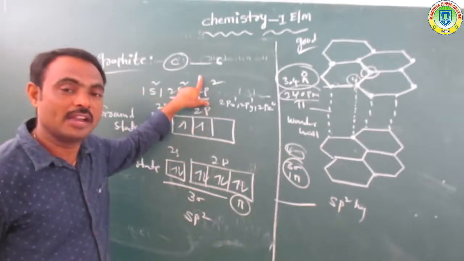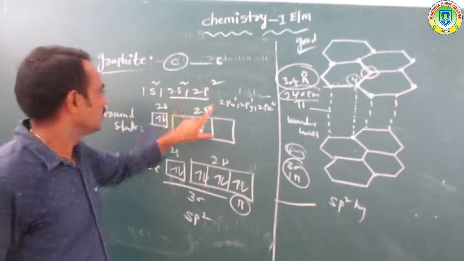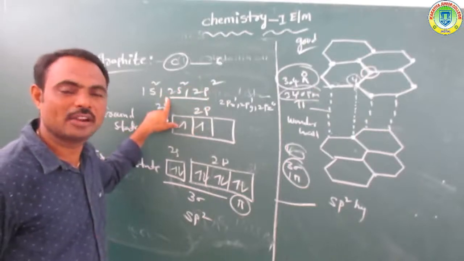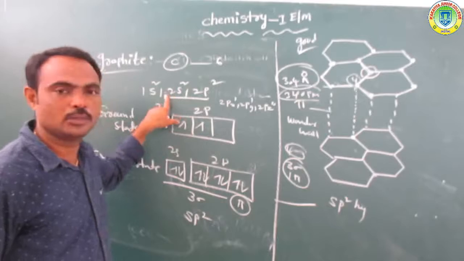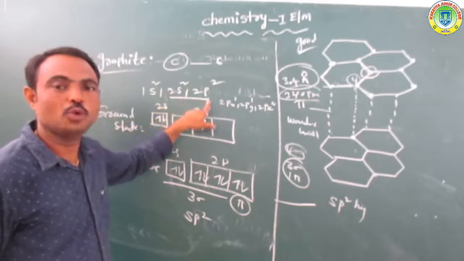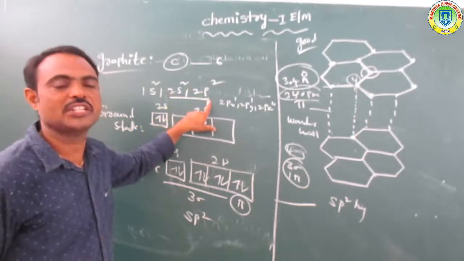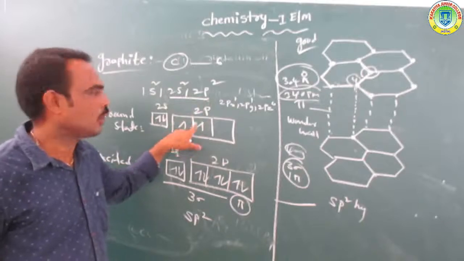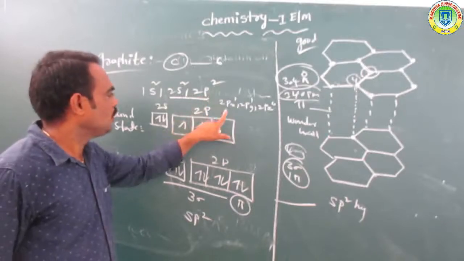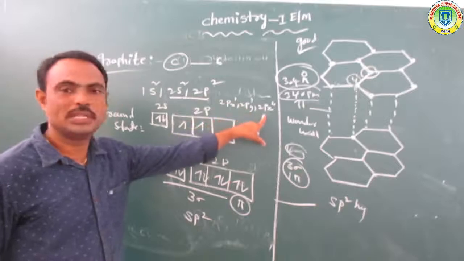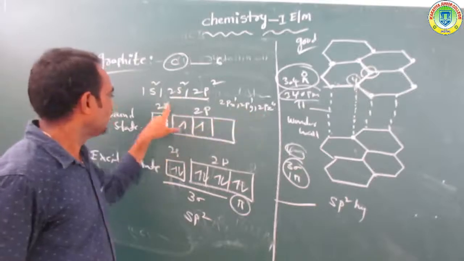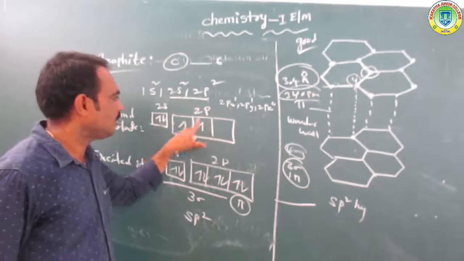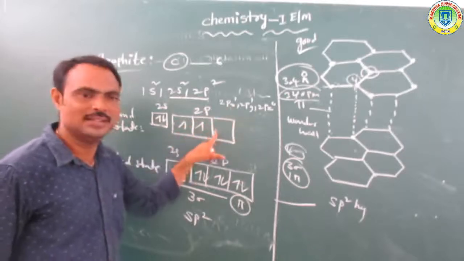Graphite contains carbon atoms, as we already know. How many electrons? 6. The electronic configuration of carbon is 1s2, 2s2, 2p2. So 2p2 means 2px1, 2py1, 2pz0. Overall, the 2s orbital contains 2 electrons, the 2px orbital contains 1, 2py1, 2pz0.